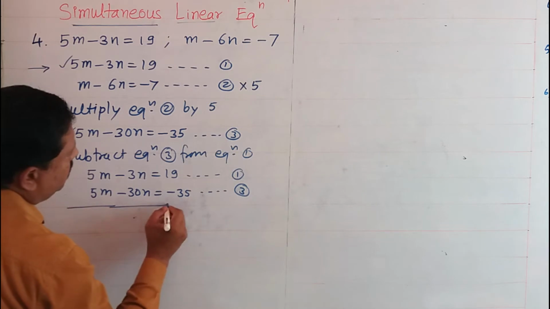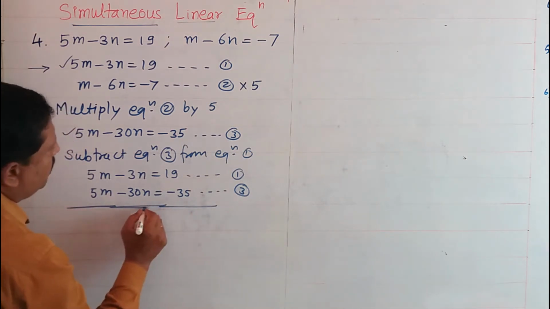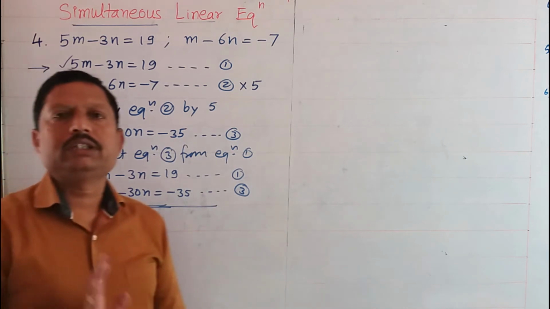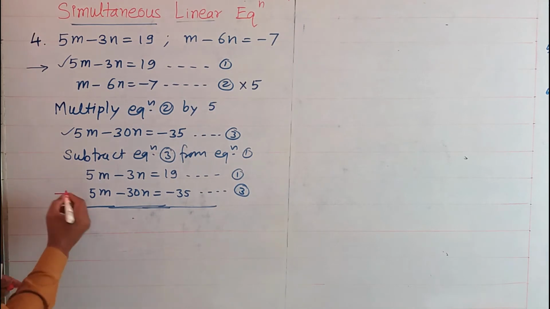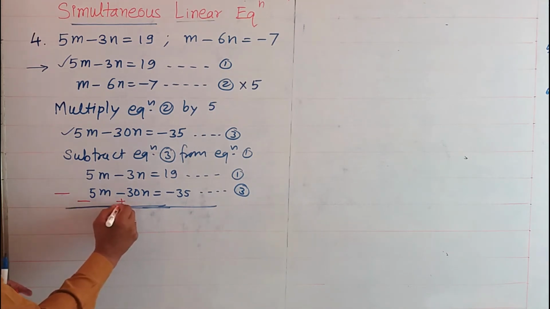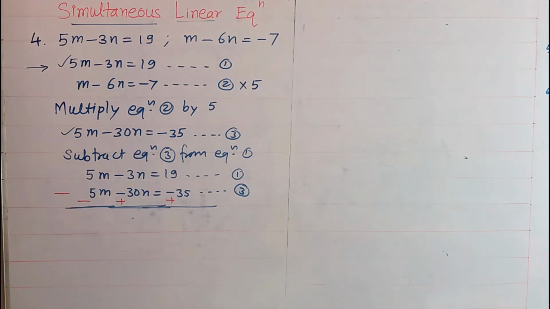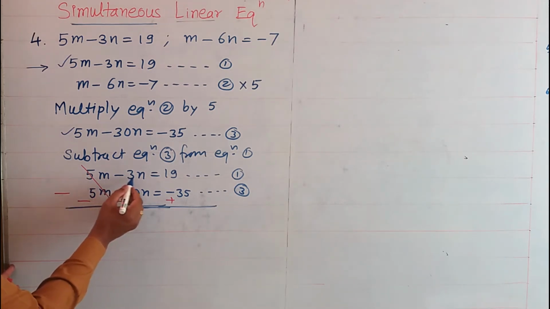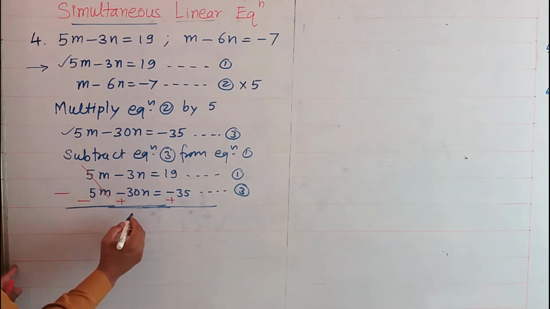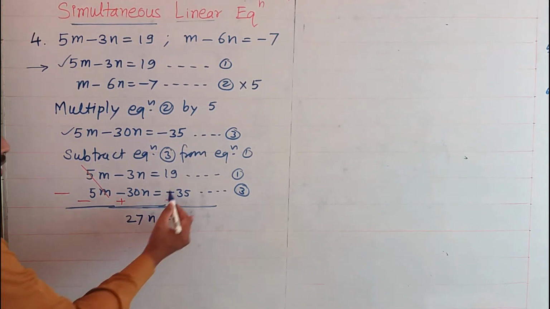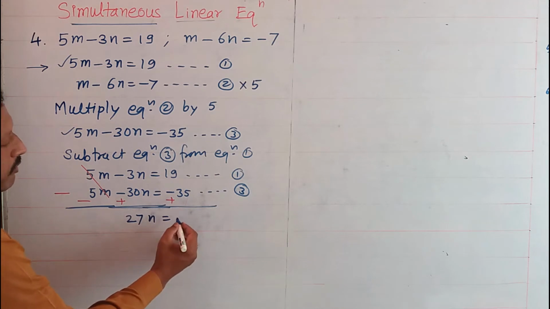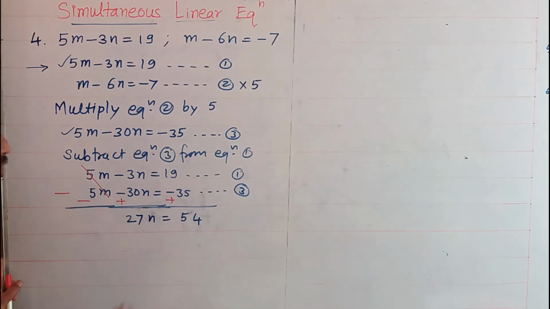Now we are subtracting equation 3 from equation number 1. While subtracting, change the sign of all terms of the second equation. So put signs like this: this will be negative, this will be positive, and this will also be positive. Now 5m minus 5m becomes 0, which means the variable m is eliminated. This negative 3n and this positive 30n will become 27n is equal to 19 plus 35, which is 54.